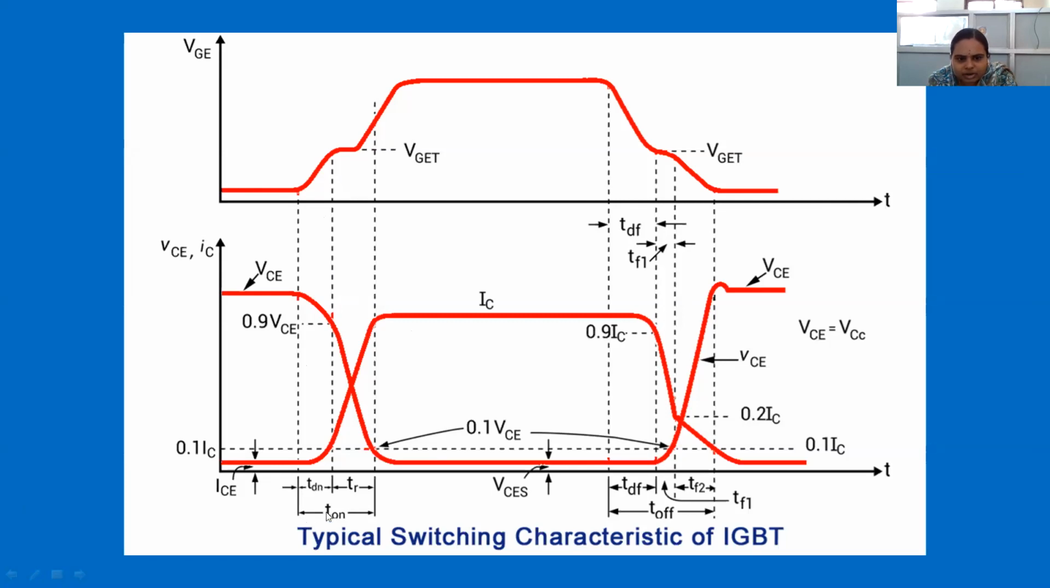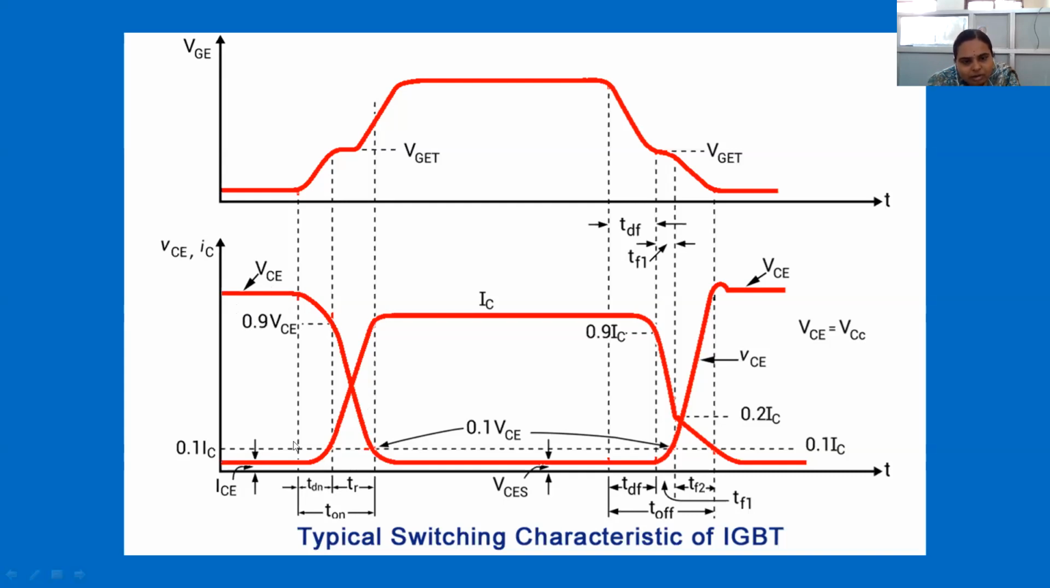When an IGBT is turning on, it takes two times, that is, two periods. That is TDN, the delay time, and TR, the rise time. The delay time is taken when the voltage VCE drops from 1 to 0.9 VCE. When it is dropping, we call that time the delay time.